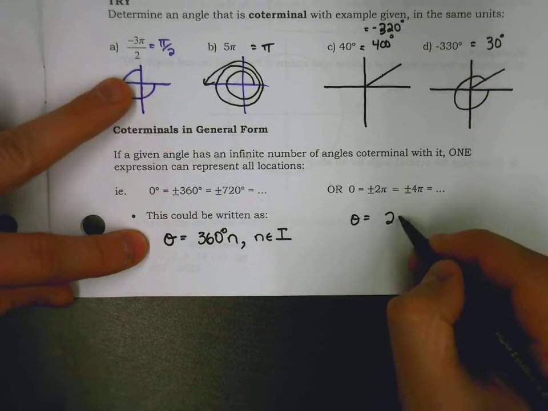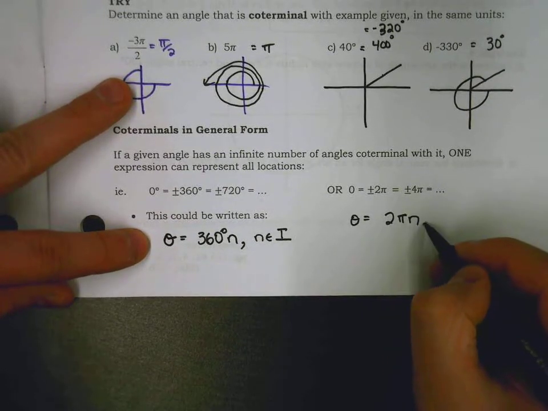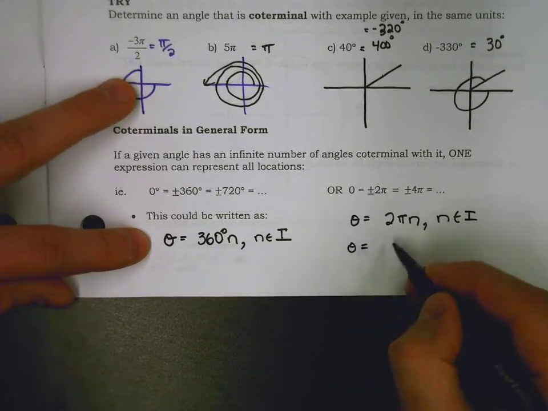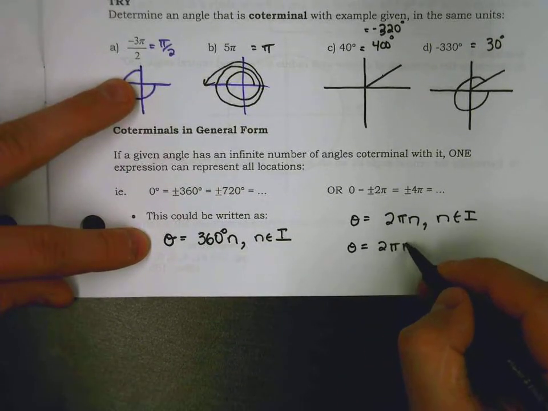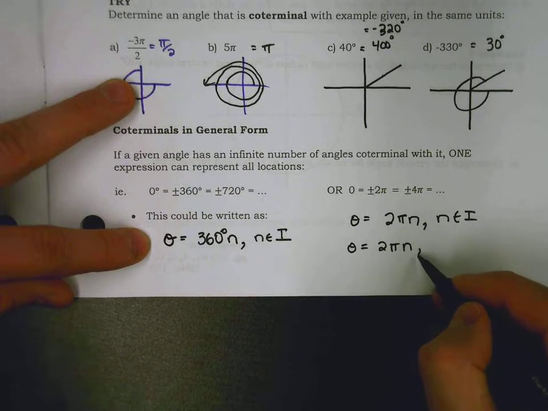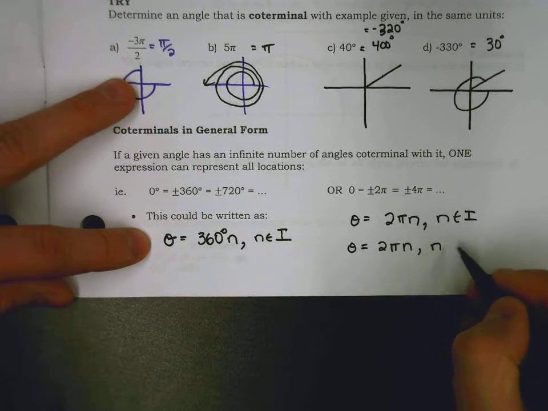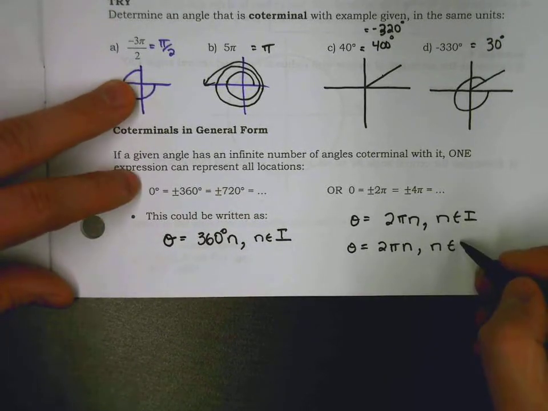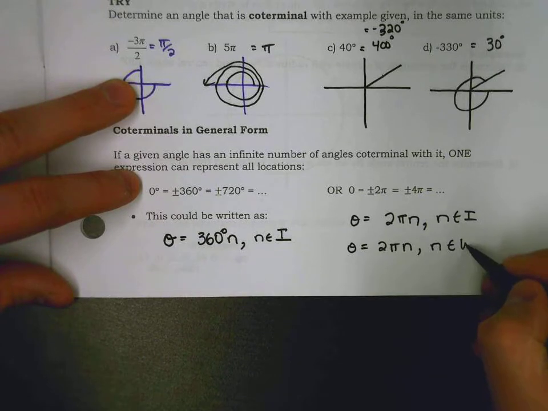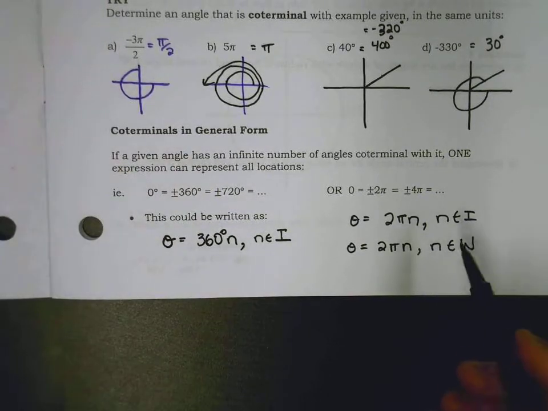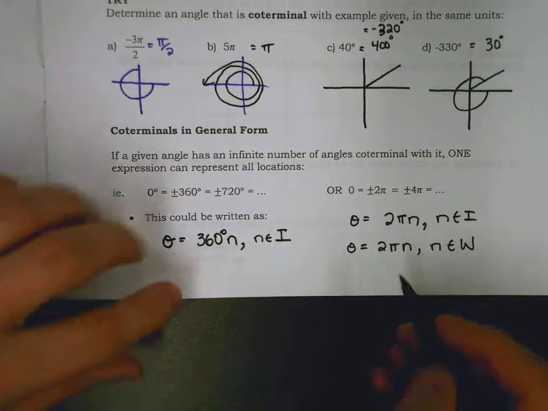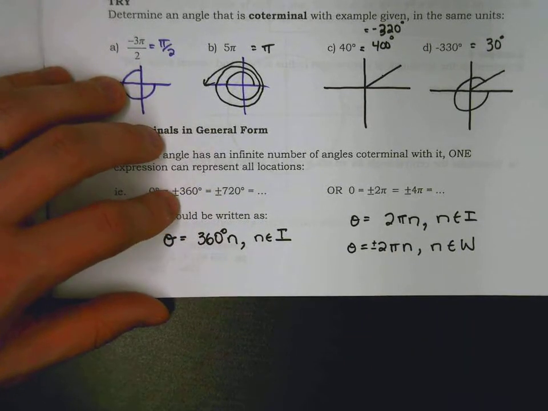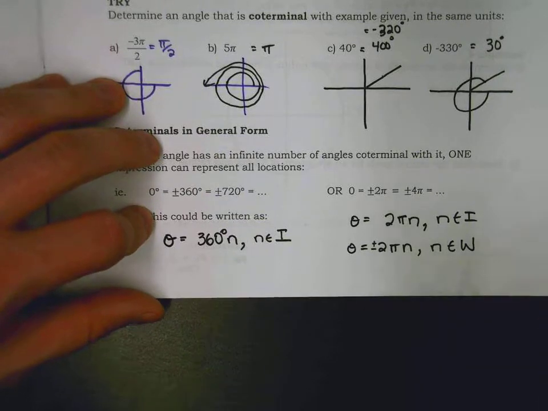I can say 2 pi instead of 360, put an n on there, and say every integer. Alternatively, I could say 2 pi n, where n is an element of the whole numbers, and this would imply there's no negatives, but maybe we say a positive or negative in front. We can start to make comments like that, but they essentially mean the same thing.